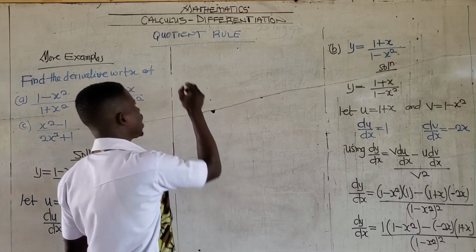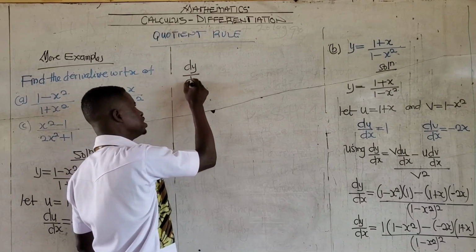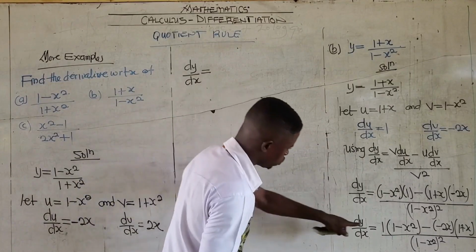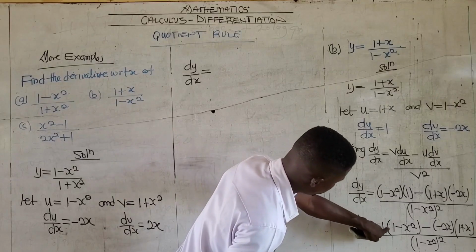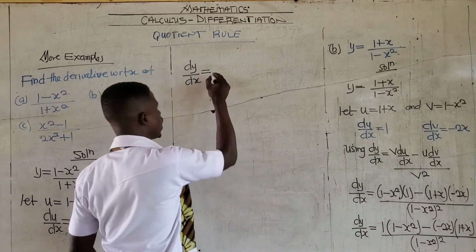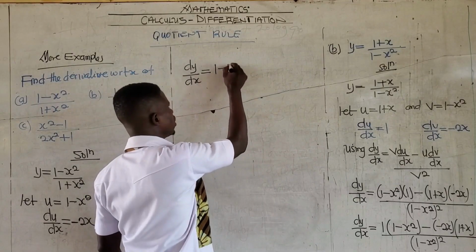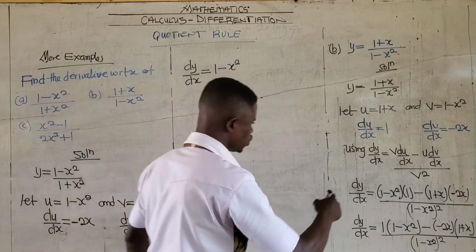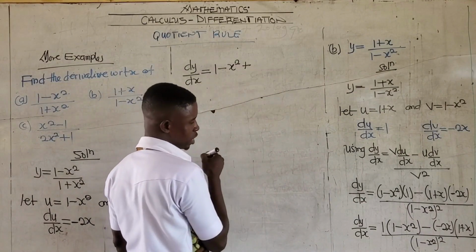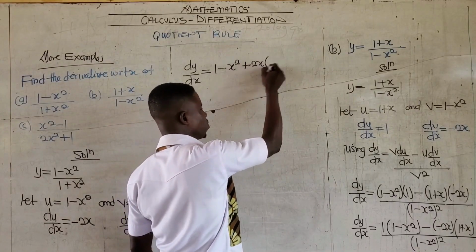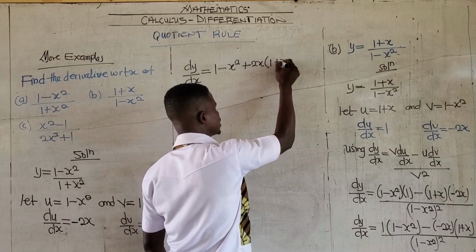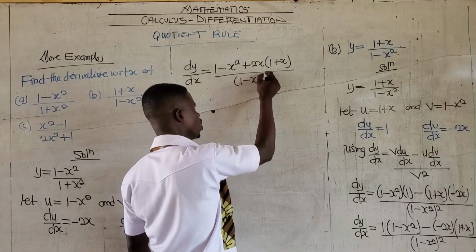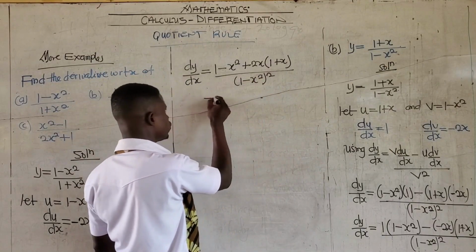So let's continue. We will have our dy over dx to be equal to 1 multiplying 1, right? So we are going to have 1 minus x squared. Now let's come here. Here we will have negative times negative, so the whole thing there will change to plus, plus 2x multiplying 1 plus x all over 1 minus x squared all to the power 2.